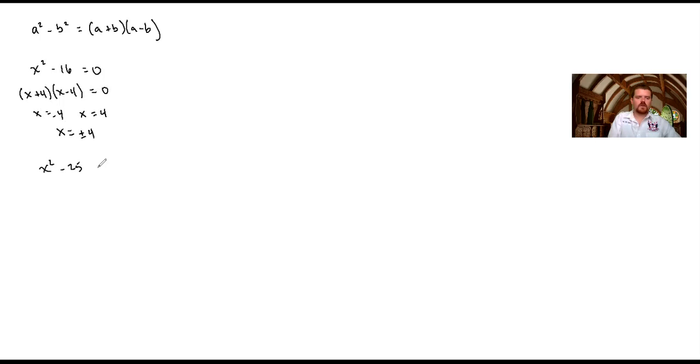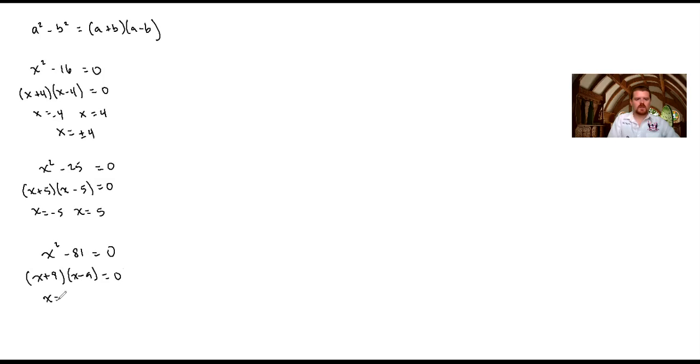x squared minus 25 equals 0. Well, x squared minus 25 equals 0. 25 is a perfect square. Square root of 25 is plus or minus 5, which means my solutions are negative 5 and positive 5. x squared minus 81 equals 0. 81 is a perfect square. So x plus 9 times x minus 9 equals 0, which means my answers are negative and positive 9.